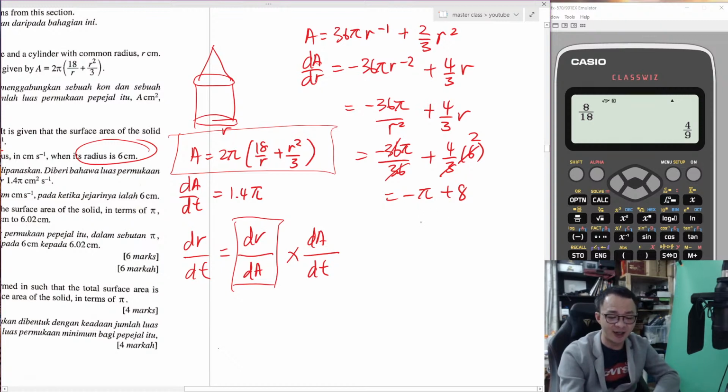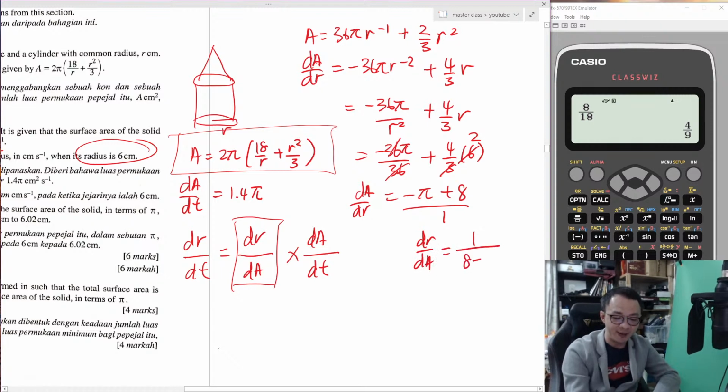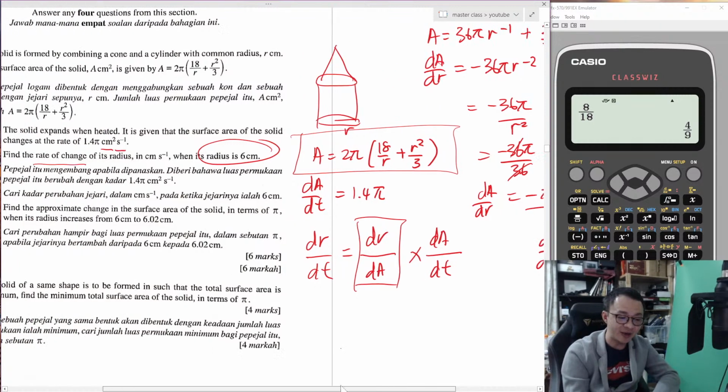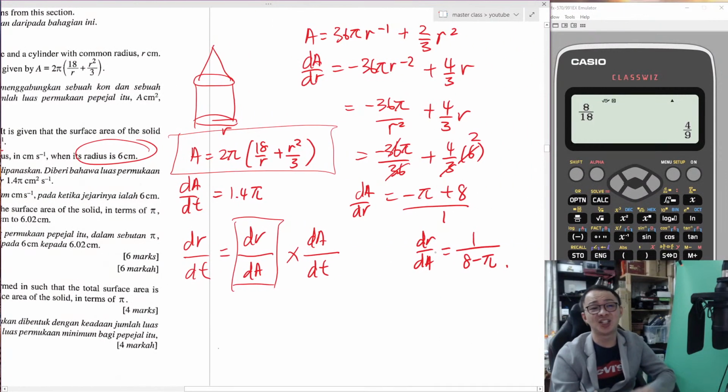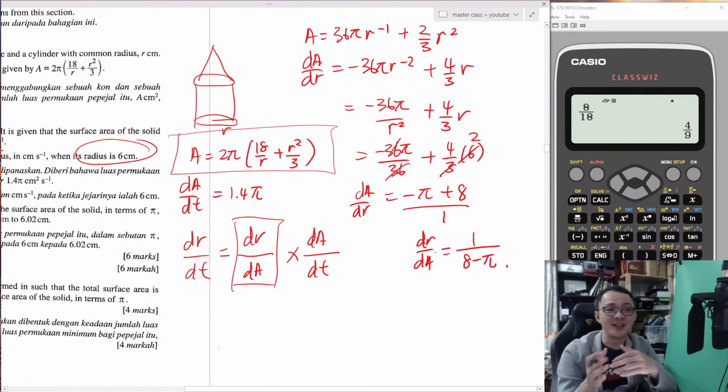This is dA dr, right? So I would just assume the dA dr is this one over 1. So if I want to find dr dA, it's just 1 over 8 minus pi. Does the question tell me pi must use 3.142? No, right? Then it's fine. So this is how I change my dA dr into dr dA.